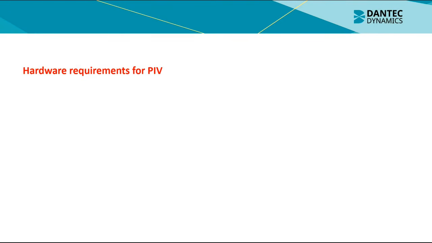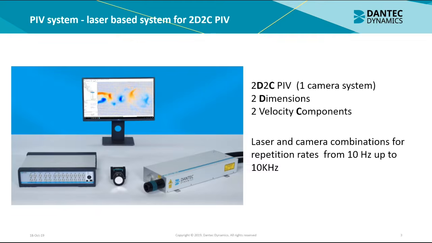First, we'll look at the hardware requirements for general PIV, or particle image velocimetry. Here we're shown that PIV usually is a 2D image. Sometimes it may be 3D, but in this case we'll look at a 2D system, meaning that it calculates velocity components in the x and y directions.